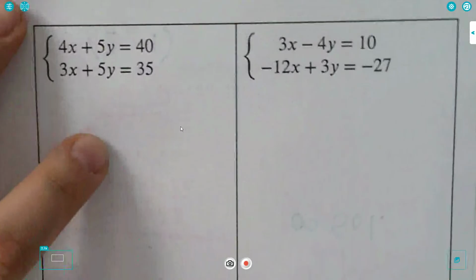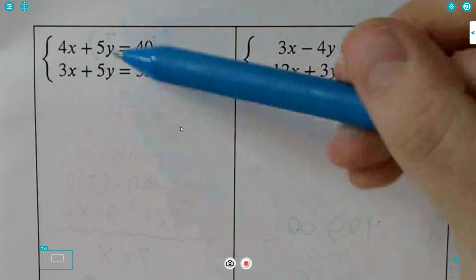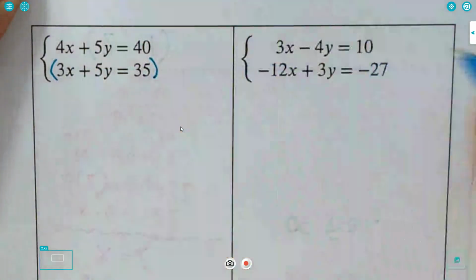All right, next one we've got 4x plus 5y equals 40. 3x plus 5y equals 35. Is it going to be easier to make 3 and 4 cancel or 5 and 5? So 5 and 5, they're already the same number. We need to change one of them. What do we need to change about it? Make it negative. Do you guys want to multiply the top one or the bottom one by -1? Bottom one? I heard bottom. Bottom's going to leave us with less negatives at the end, so I'm going to do bottom. So we're going to multiply the bottom one by -1.